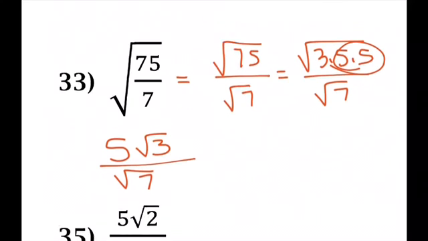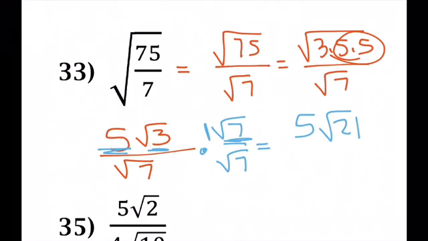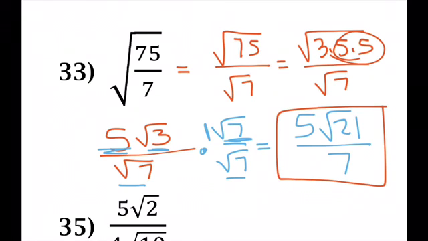The problem is the square root 7, so I'm going to multiply by 1. And on the top, I'm going to have 5 outside times 1, so 5. Square root 3 times square root 7, so square root 21. Over, on the bottom, I've got square root 7 times square root of 7, which is 7. Since the 21 is inside the radical and the 7 is outside the radical, there's nothing I can do to simplify that anymore, and so that is my answer.